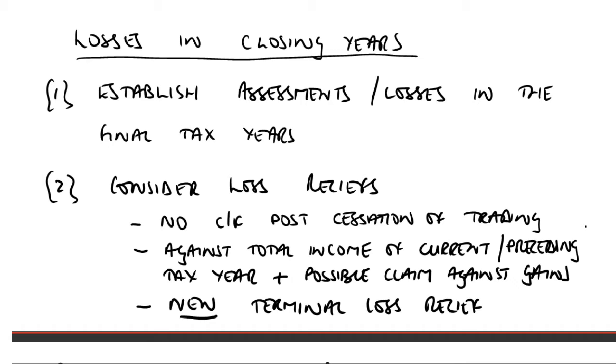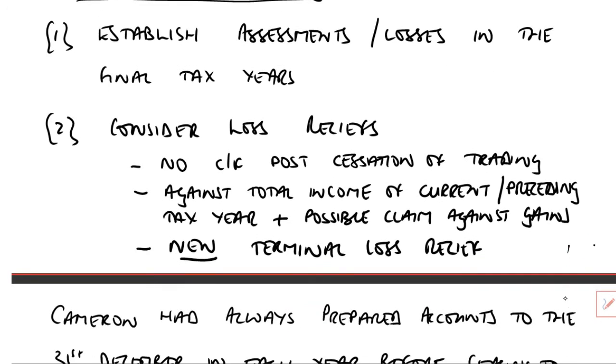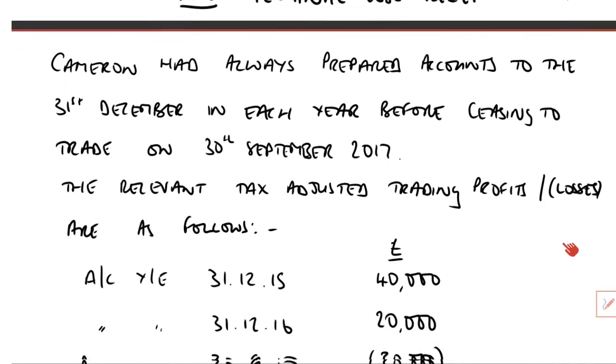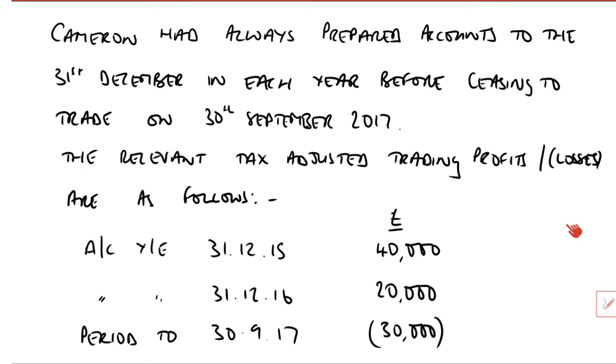Now that will demand its own separate calculation, so let's just deal with the first part of this problem, establishing assessment losses in the final tax years, and consider the normal loss reliefs against total income of current and preceding year and the extension claim. Once done, then we will look at the very specific calculation of what we refer to and know as the terminal loss relief. So to assist us in this matter, let's have a look at a little example that we have set up for you here, if you'd now be so kind as to note down the information.